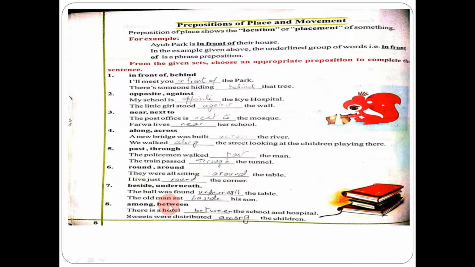And number 8 is among and between. There is a hotel blank the school and hospital. And you are going to add between. When we show two things, then we use the preposition between. And number 2, sweets were distributed blank the children. And when we have more than 2 persons, then we use the preposition among. And we are going to add, sweets were distributed among the children.